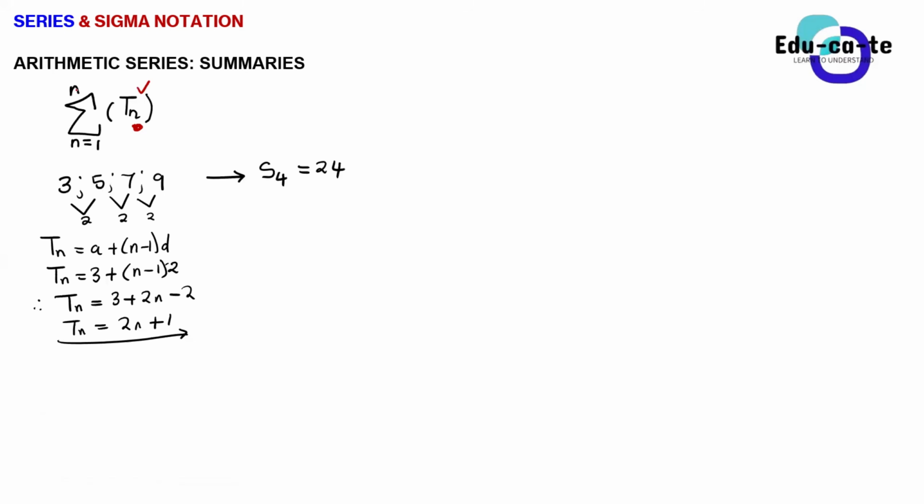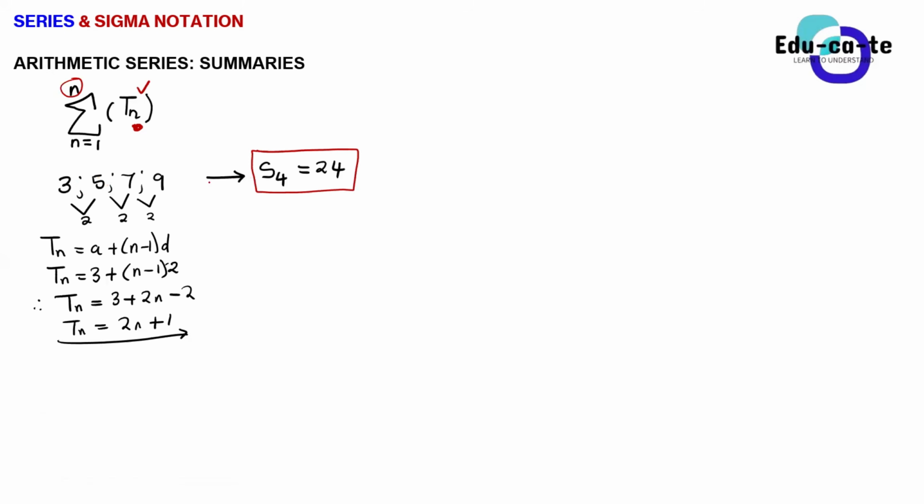Okay, then the value of n, what does it represent? It is the number of terms that you are adding. For example, guys, in this sequence, which is 3 and 5 and 7 and 9, when we made the sum, we were adding 4 terms.